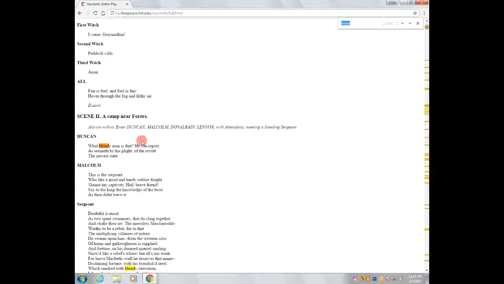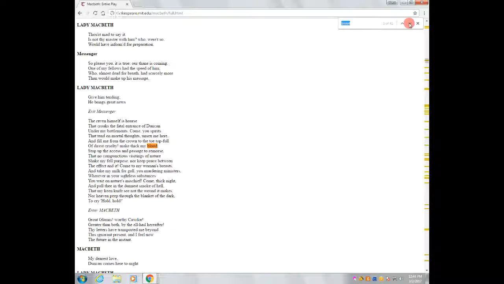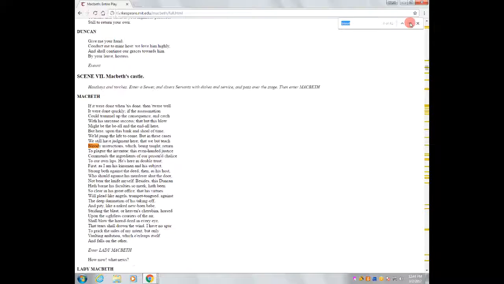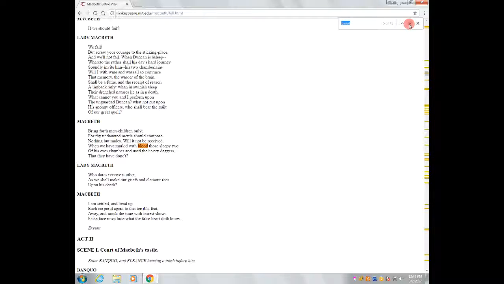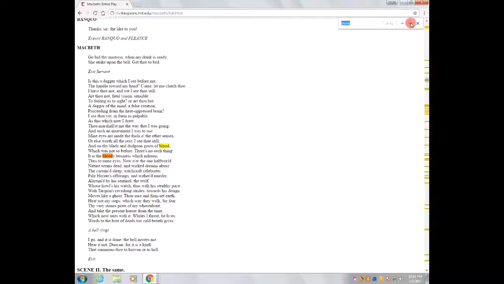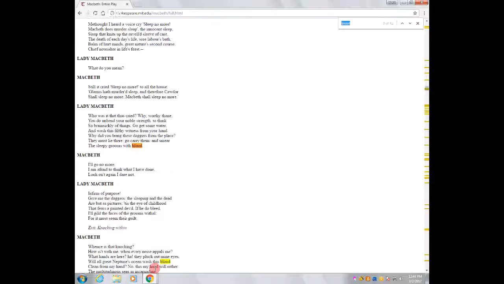You can start searching through the references at this point. So you come here. This is the famous "Unsex Me Here" passage, or speech, from Lady Macbeth. There's a reference there. You keep clicking down. This is one of Macbeth's soliloquies: "If it were done when 'tis done, then 'twere well, if it were done quickly." Again, a reference there, and you keep going along and you can go through all the references to blood.